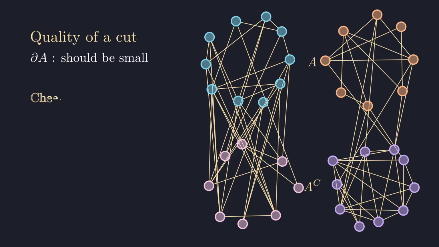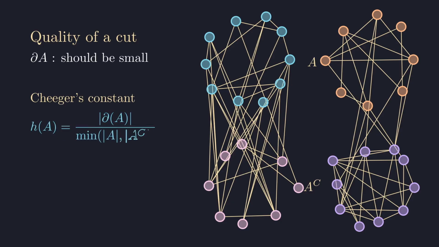The first one is called Cheeger's constant. In this case, our objective function h of A is defined as the size of the boundary of A divided by the size of the smaller of the two clusters A or A complement. H of G, also called the Cheeger's constant of the graph, is the minimum value of h of A over all possible clusterings of our graph into two clusters. Note that our objective function h also decreases when the boundary of A becomes smaller. However, when one of A or A complement becomes very small, the denominator is small and hence h of A itself is large.